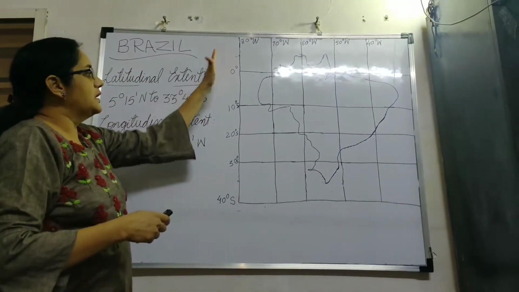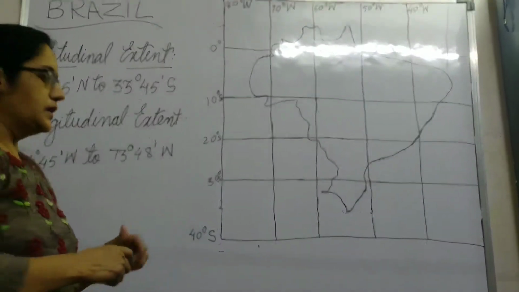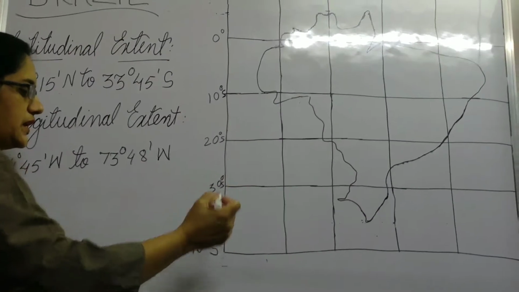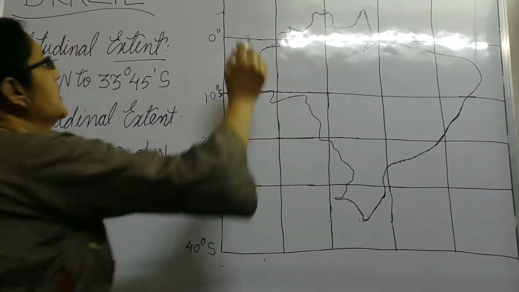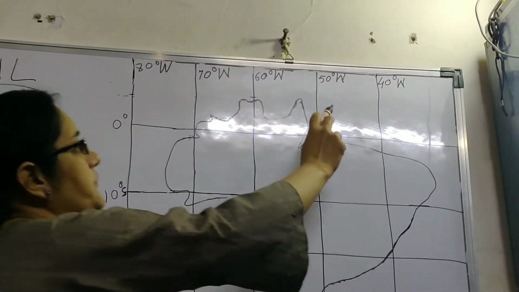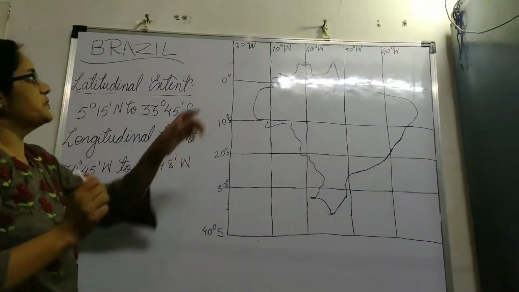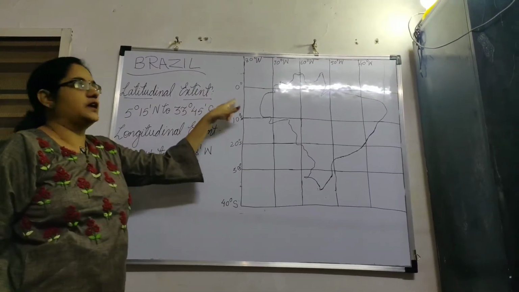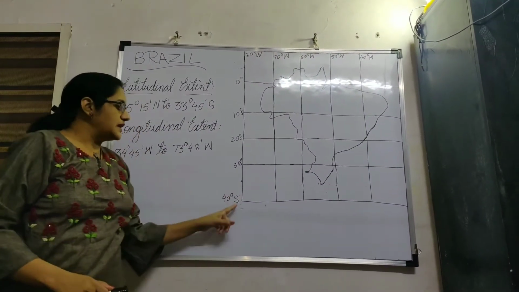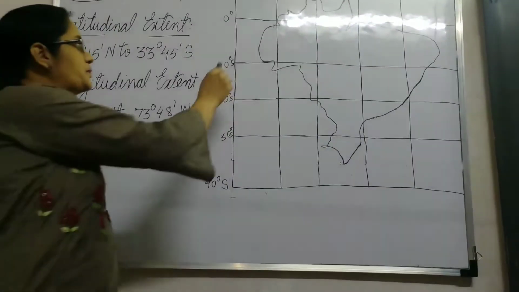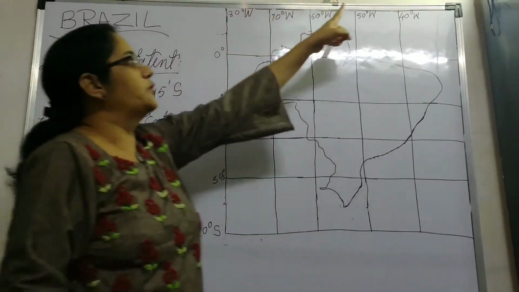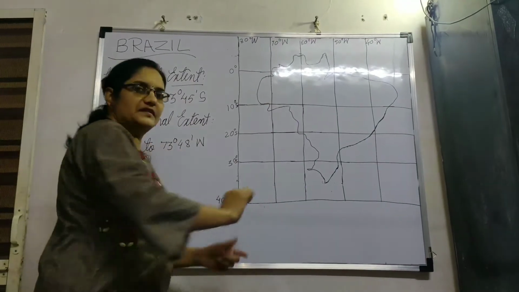Now here you can see these lines have numbers like 0 degree, 10 degrees south, 20 degrees south, 30 degrees south and 40 degrees south. Here you have 80 degrees west, 70 degrees west, 60, 50 and 40 degrees west, which means that except for this 0 degree, all the numbers have one letter or another associated with them. This S tells us that this particular region lies in the southern hemisphere, whereas this W indicates that it lies in the western hemisphere.